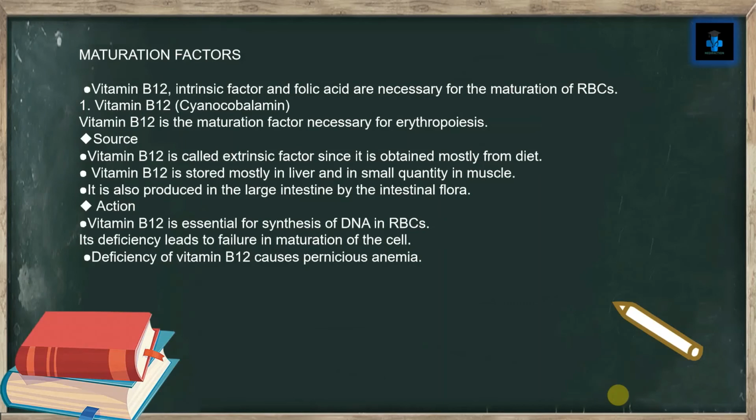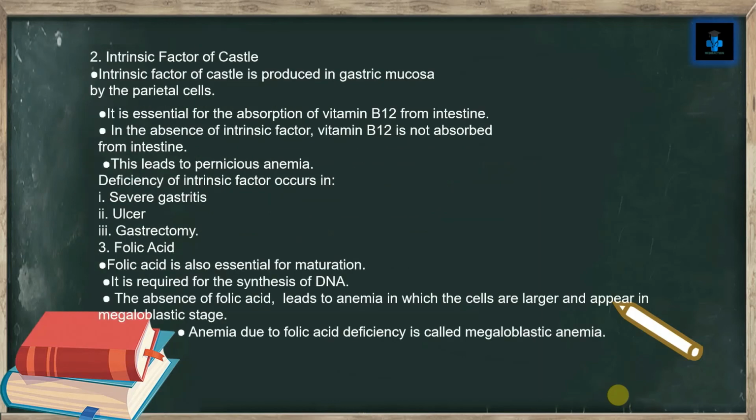Action. Vitamin B12 is essential for the synthesis of DNA in RBCs. Its deficiency leads to failure in maturation of the cell. Deficiency of vitamin B12 causes pernicious anemia.